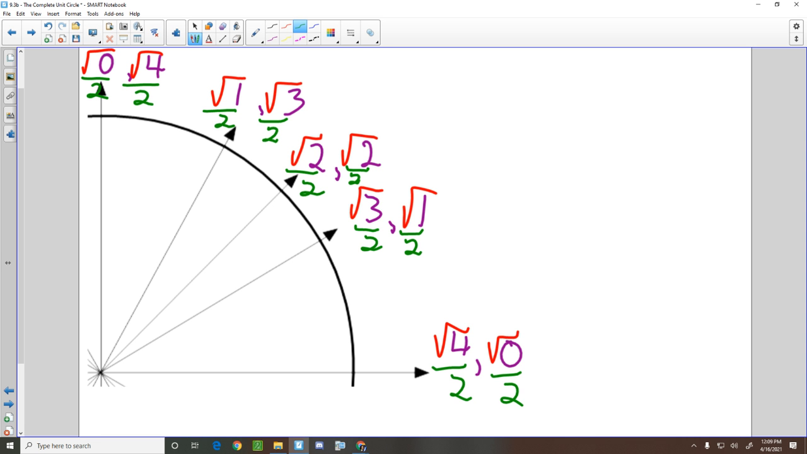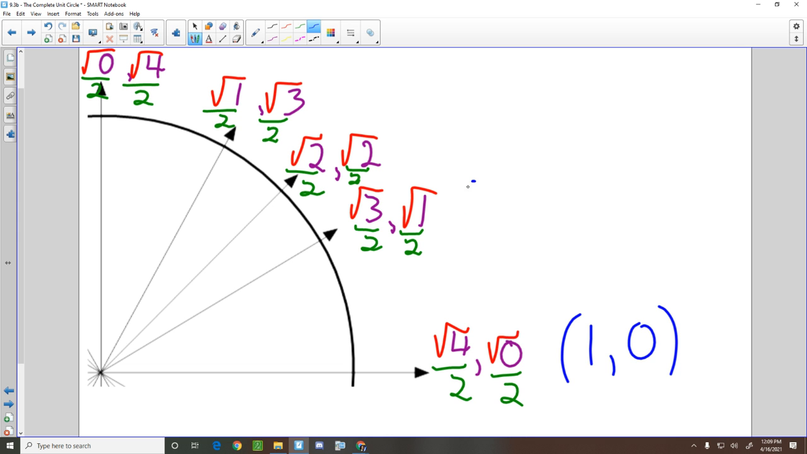Now here's where this gets crazy. Go ahead and simplify every one of those numbers that you can. And watch what happens. Let's start down here at 0 degrees. What's the square root of 4? And what's 2 divided by 2? So that's 1. What's the square root of 0? 0. What's 0 divided by 2? Still 0. Look at that. My first coordinate is 1, 0. Oh, what? This can't be real.